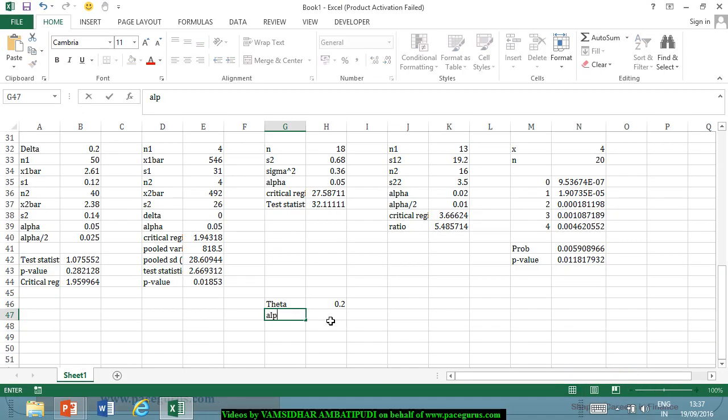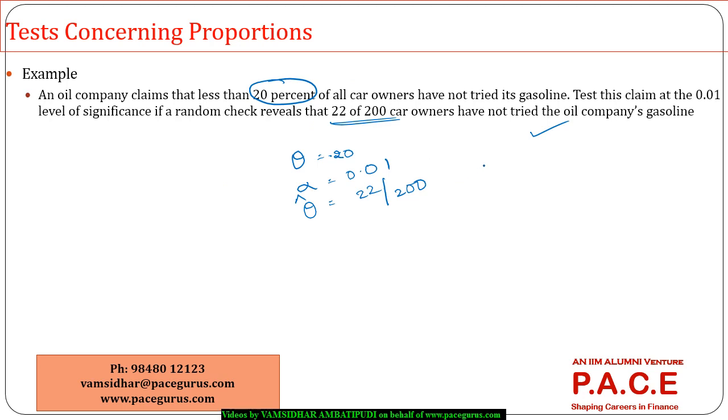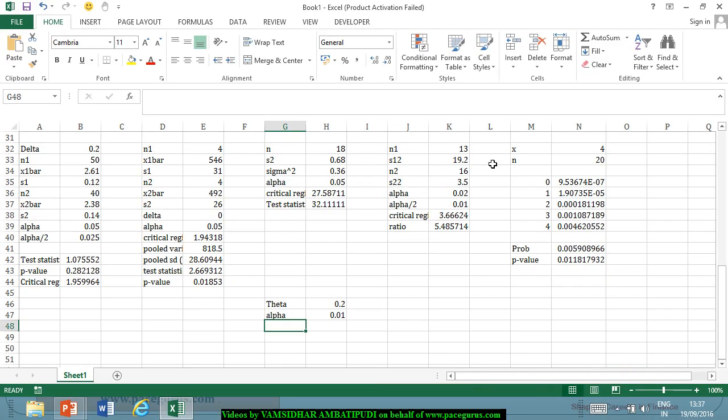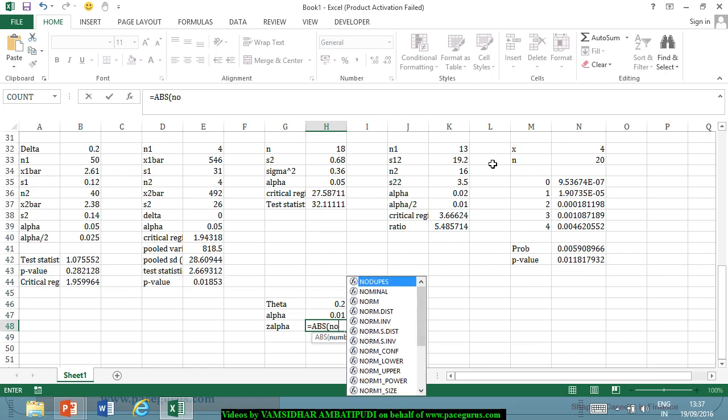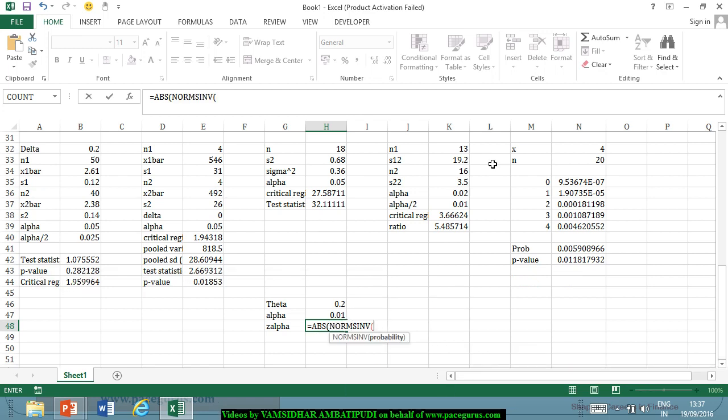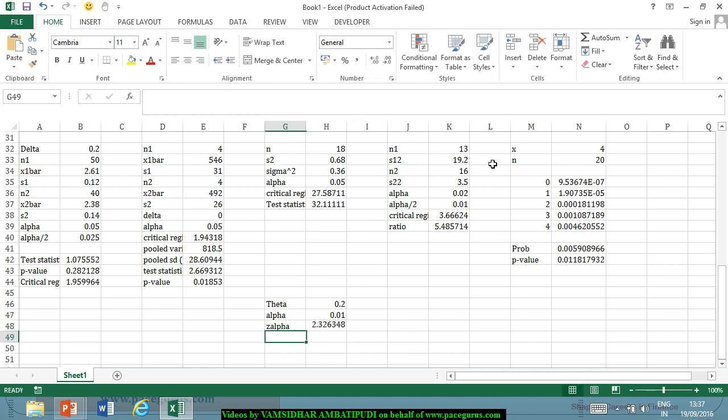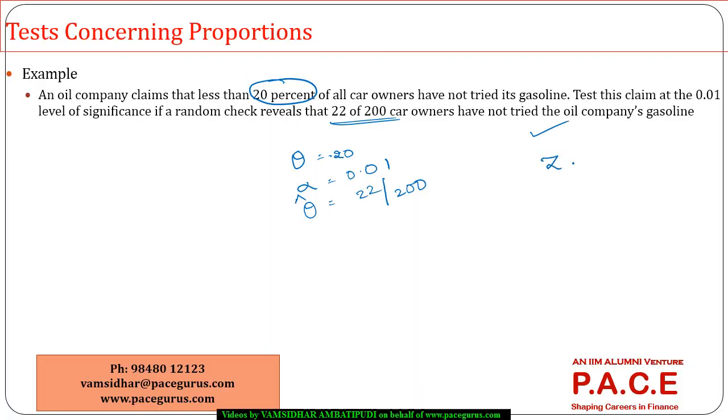The alpha I am setting as 0.01. Because it is 0.01 and it's a one tail, I am looking at Z alpha, taking the absolute value of the norm inverse associated with 0.01, which is 2.326. I will reject the null hypothesis if the Z value that I am computing is less than or equal to minus 2.326. So that is what we have to work with.